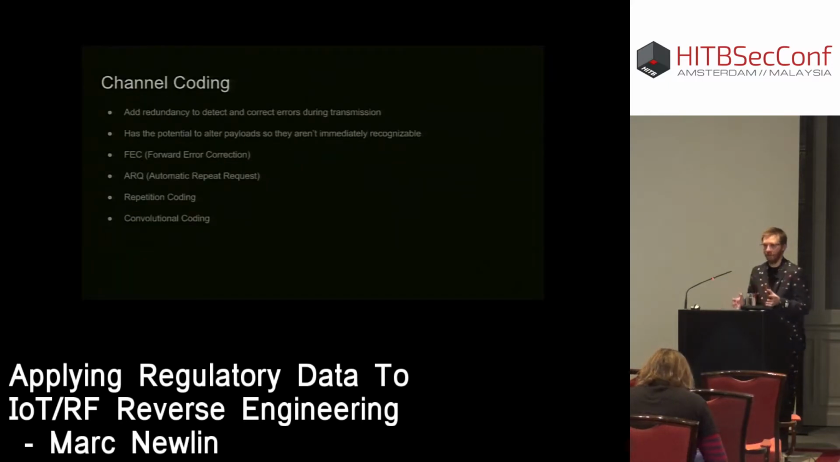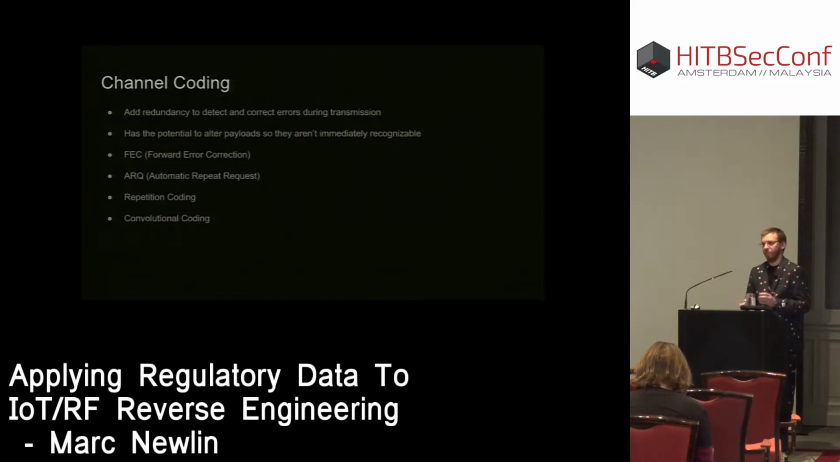Then you have channel coding. This is adding redundancy to the data you transmit. And this can be either adding additional bits, adding parity bits. You have ARQ, where the receiver, if it gets a packet out of order, will ask the transmitter to send it again. And these are just mechanisms to make sure that the data gets across.